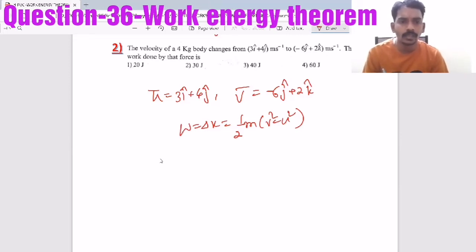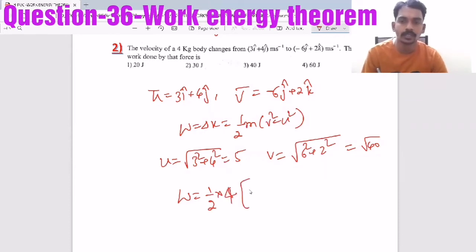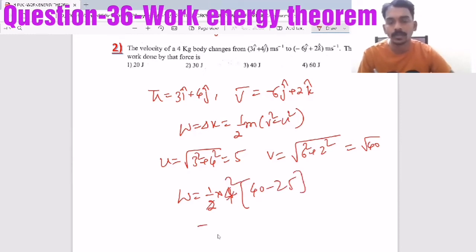Now, here the magnitude of initial velocity is under root 3 square plus 4 square, equal to 5, and the magnitude of final velocity is under root 6 square plus 2 square, that is root 40. Now, work done equals half into mass, which is 4 kg, times v square, that is 40, minus u square, that is 25. So 2 2s are 4. So 40 minus 25 is 15. 15 2s are 30 joules.